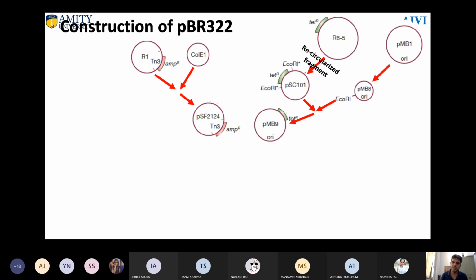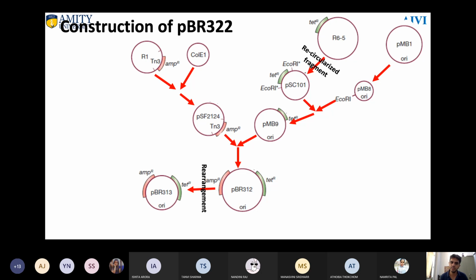Now, this pSF2124 and pMB9, you mix and merge. So the same digestion and joining. When you treat it, you get a new vector that has the origin of replication, ampicillin resistance, and tetracycline resistance. This vector is called pBR322. This is a bit larger in size, so again you need to cut it short. So again, rearrangement, cutting down and shifting from one direction to another. If you see here, ampicillin is on the left side and tetracycline on the right side. You reshuffle it, so the plasmid becomes shorter, and this shorter one is called pBR313.